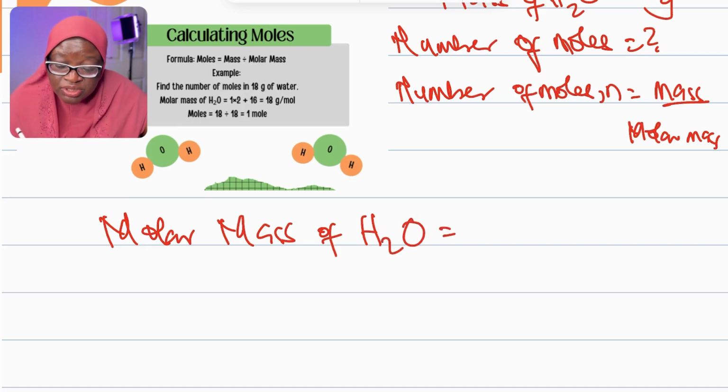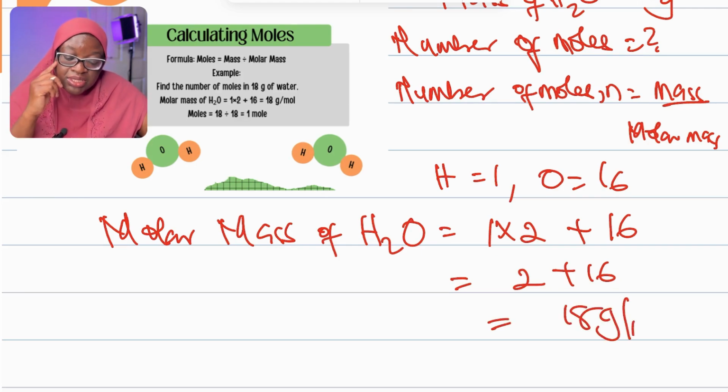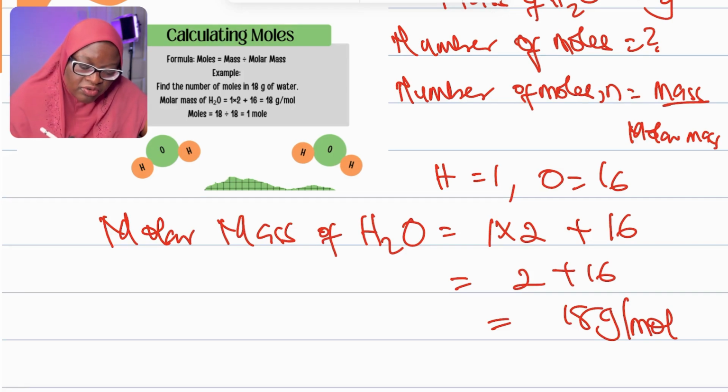Molar mass of water. H, hydrogen is 1, oxygen is 16. We have 2 hydrogen, so that's going to be 1 times 2 plus 16 because we have 1 atom of oxygen. So that's going to be 2 plus 16, and that's going to be 18 grams per mole. That is, in 1 mole of water, you have 18 grams. Now let's go back to calculate the number of moles.